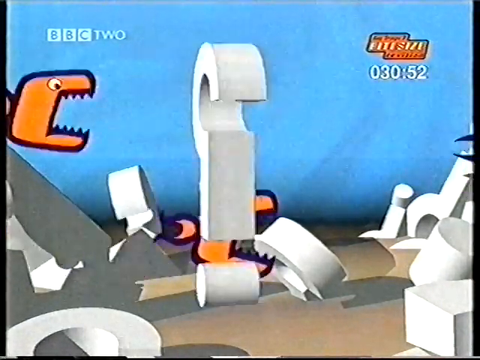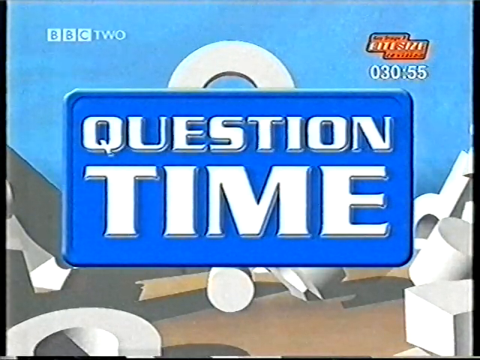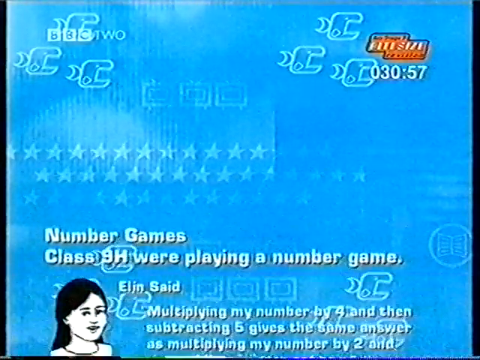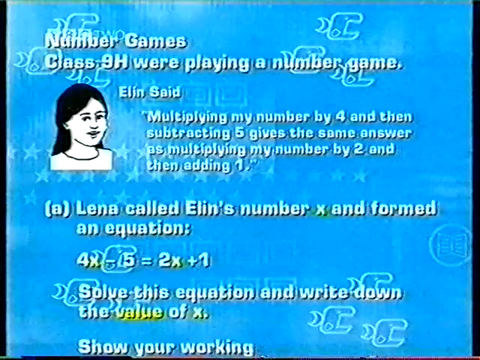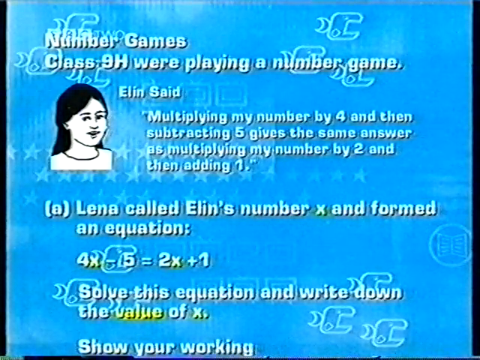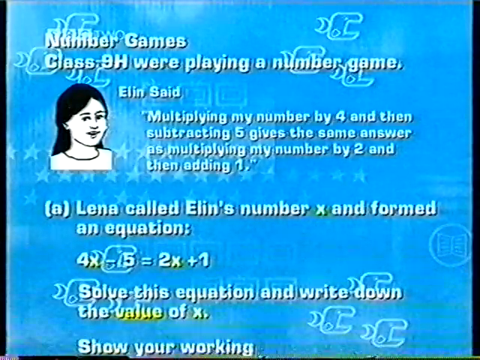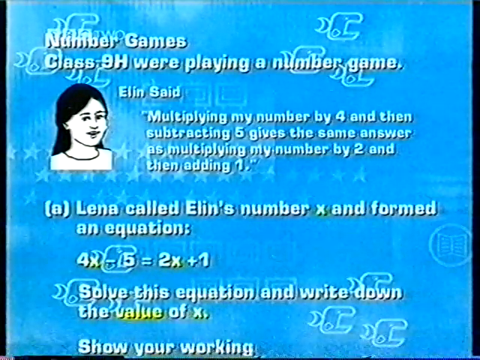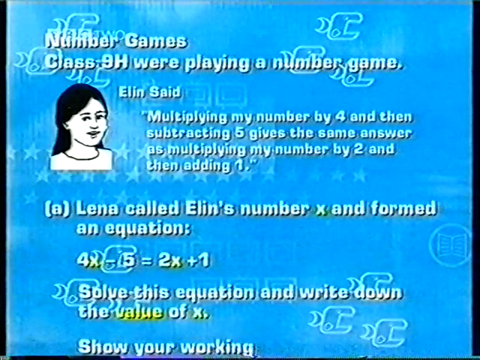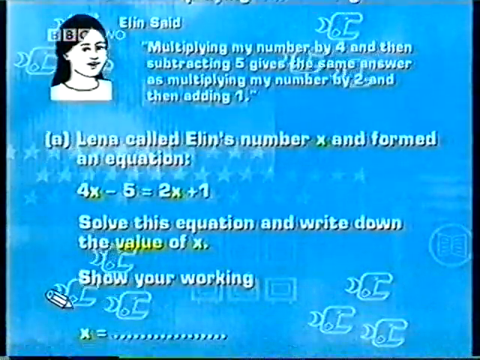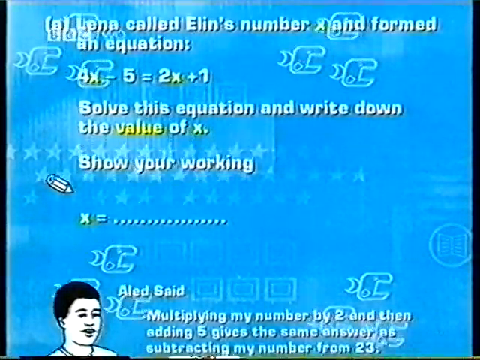Right, time now to move on to a test question. And this one's divided into 2 parts, so you'll need to write it all down. Class 9H were playing a number game. Ellen said, multiplying my number by 4 and then subtracting 5 gives the same answer as multiplying my number by 2 and then adding 1. Part A says that Ellen called her number x and formed an equation 4x minus 5 equals 2x plus 1. Solve this equation and write down the value of x and show your workings.